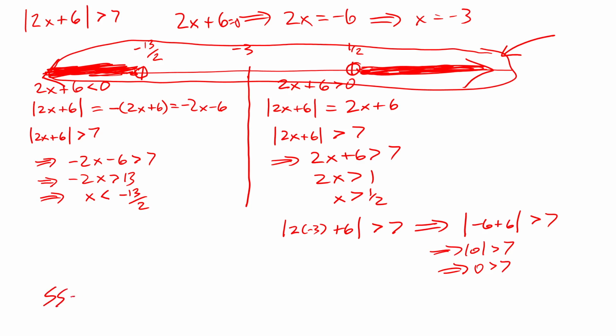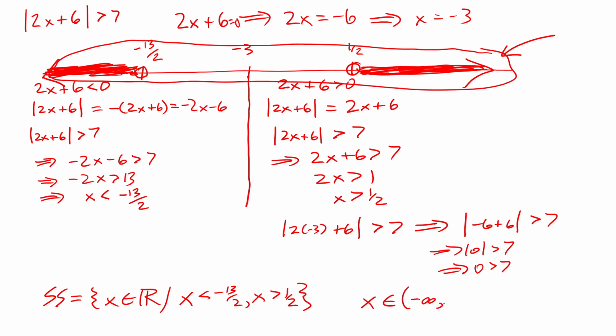So our solution set is going to be the set of all x element of the reals such that x is less than -13 over 2 or x is greater than 1 over 2. If we wanted to state that in interval notation, which was asked for in the question, we could say the interval from -infinity to -13 over 2 in union with the interval from 1/2 to infinity.